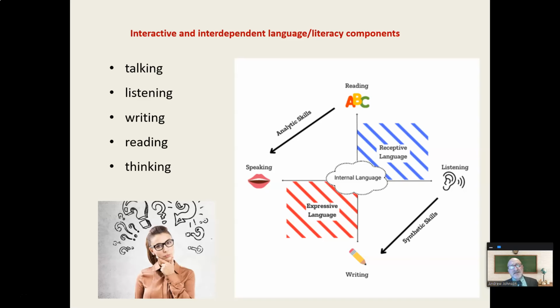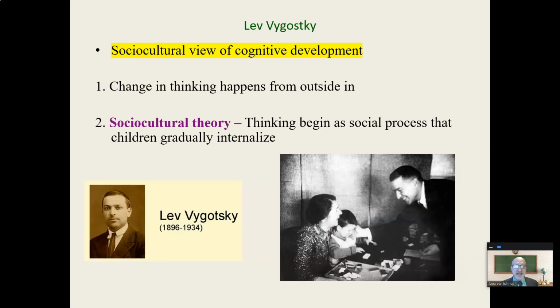These are interactive and interdependent language literacy learning components: talking, listening, writing, reading, and thinking. They interact. They enhance each other. Development in one enhances the development in the other. The reading-writing connection has been firmly established. One helps the other, the same with listening and talking and thinking. Writing is a form of thinking. Reading involves thinking, the ability to comprehend. More about that, but let's talk about Lev Vygotsky.